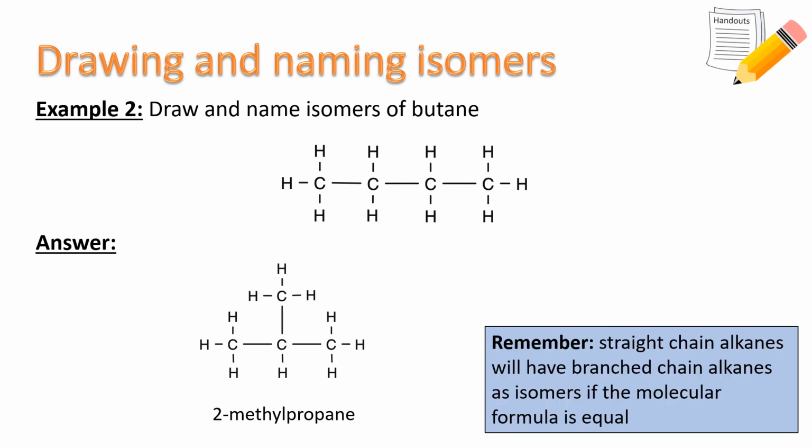Now just a wee reminder here, to get it really stuck in your head, straight chain alkanes will have branch chain alkane isomers if the molecular formula between them is equal, okay? We get that copied down.